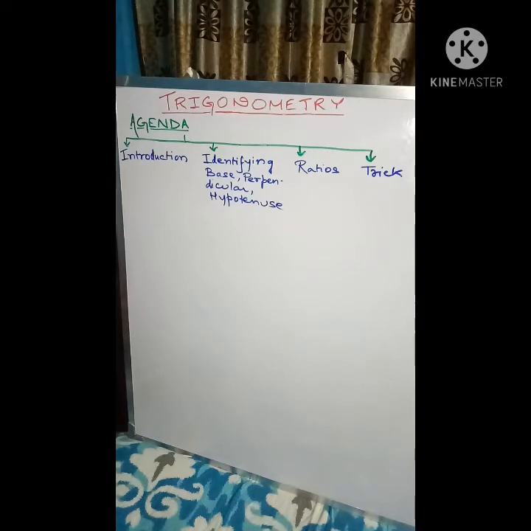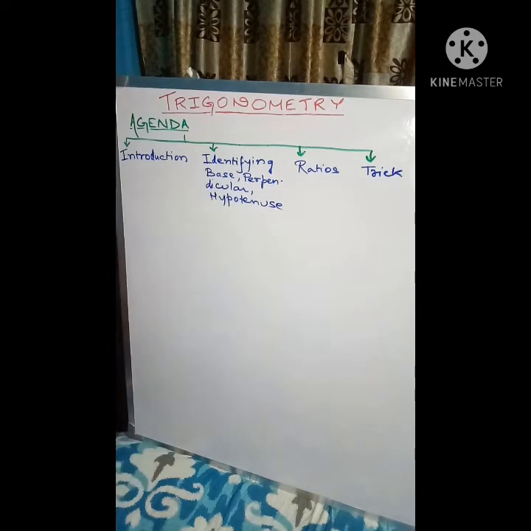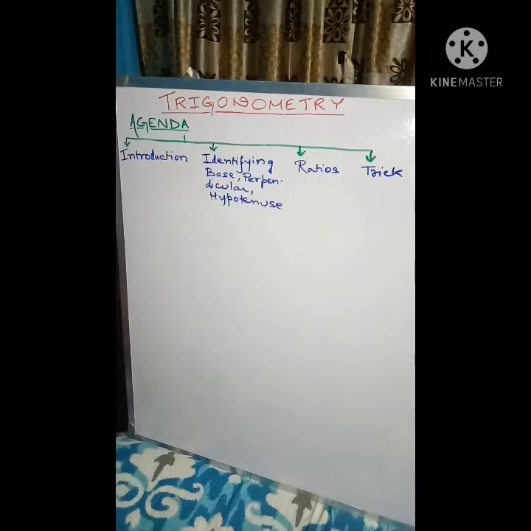Today we will proceed with trigonometry. Let's quickly have a glimpse of the agenda of today's class. We'll start our class with a brief introduction on trigonometry. Our second agenda will help us to identify the base, perpendicular and hypotenuse of a triangle. Next, we will get an idea about trigonometric ratios.